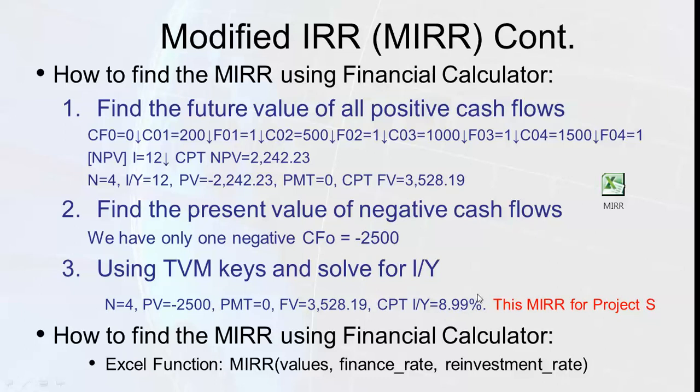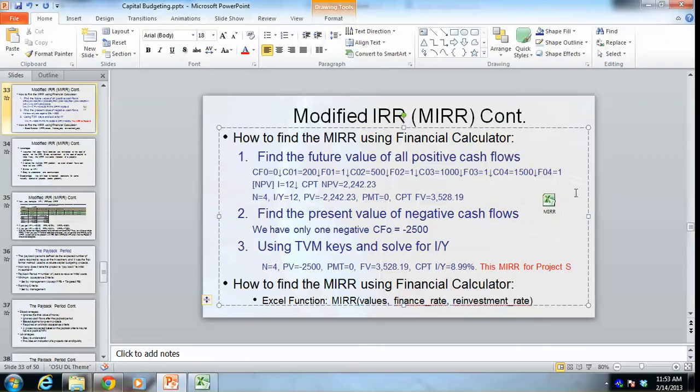This is the MIRR of project S, and you can definitely use an Excel function. So let's use an Excel function. It's very easy to use in Excel. But you still need to go through these steps, because even in Excel we don't have a direct future value calculation. So let's use Excel now to find the modified internal rate of return.